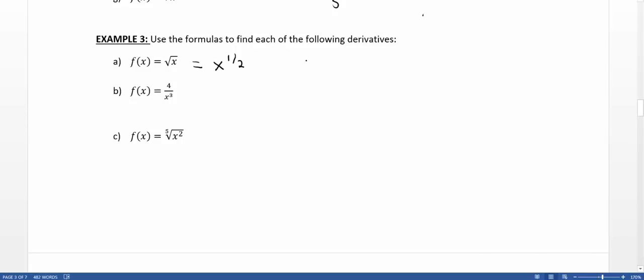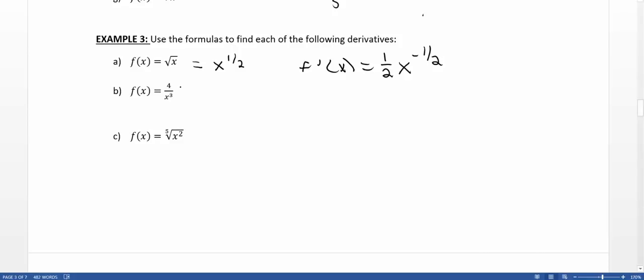So now we can go ahead and the 1/2 will come down and we subtract 1 from the power. So we get 1/2 x to the negative 1/2. Now, we'll come back to that in a minute in terms of simplification, and we'll talk a little bit about it in part B. But let's go to part B first.